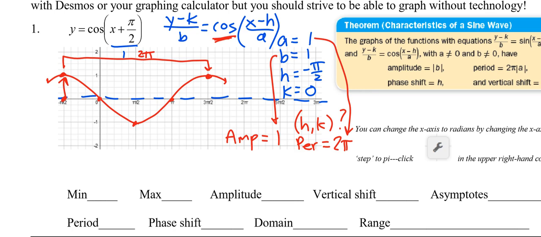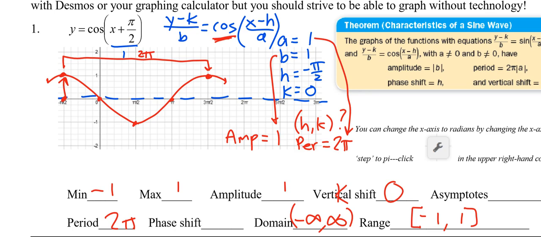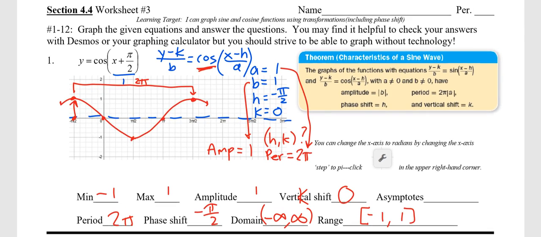Okay, how about, you got your standard, min is -1, max is +1. What's your range? -1 to 1. We got the old boring -infinity to infinity for our domain. We already talked amplitude, we talked period, we talked vertical shift. What's the vertical shift? How much? 0. What's the phase shift? -π/2. Awesome. Asymptotes? None.